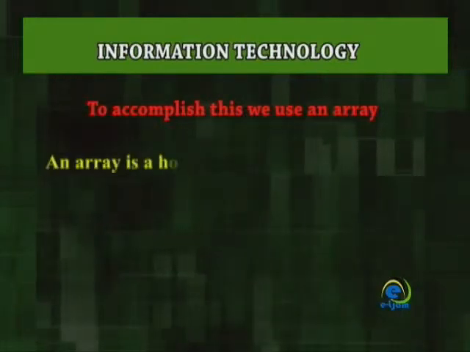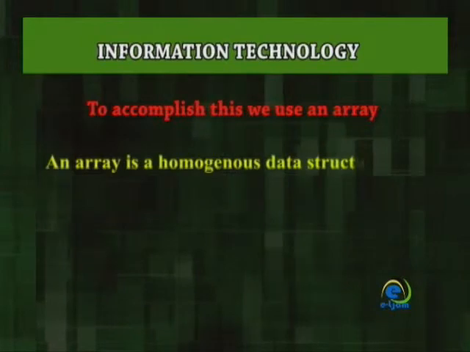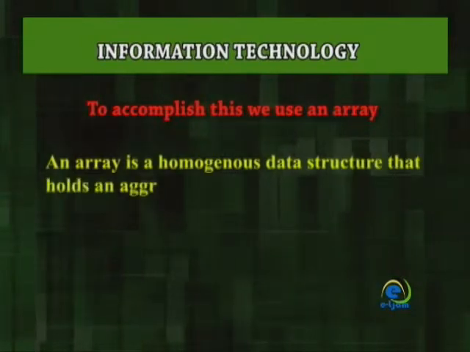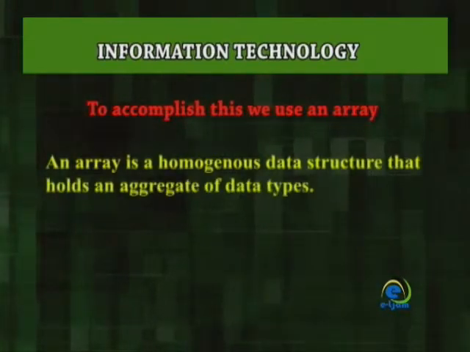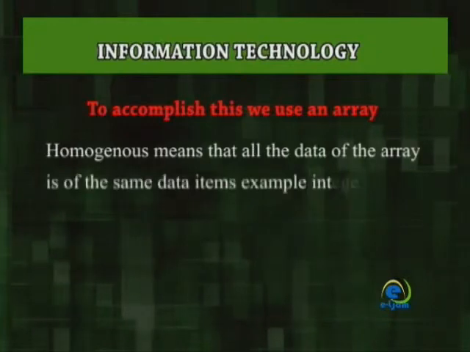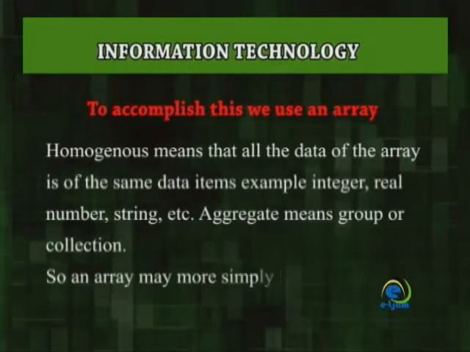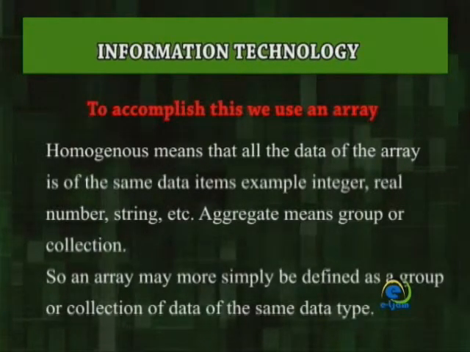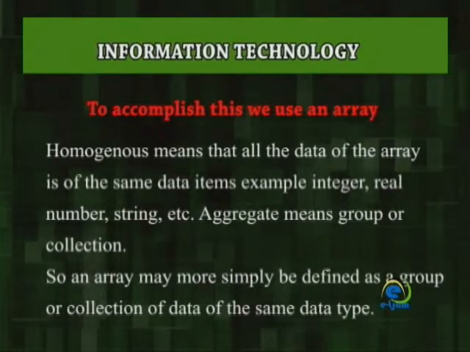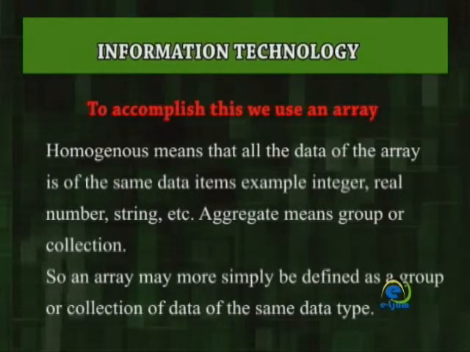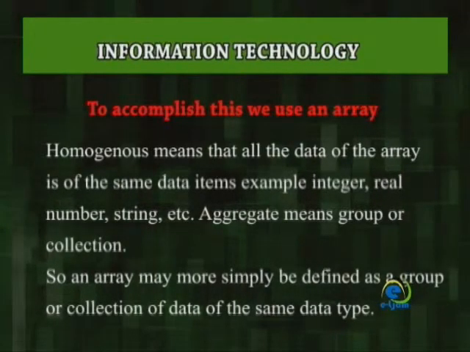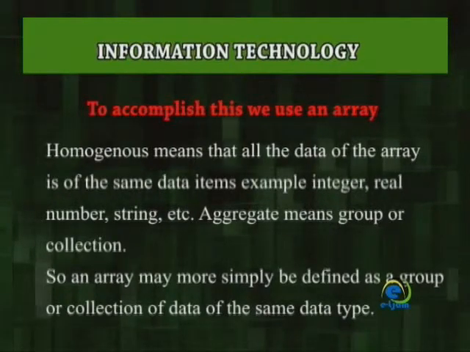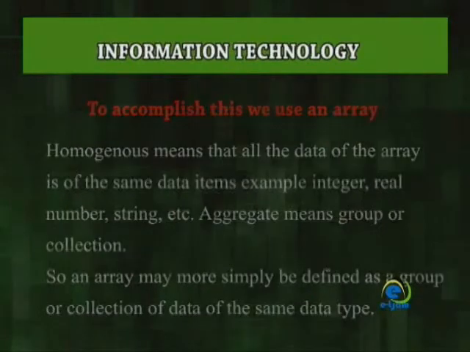An array is a homogeneous data structure that holds an aggregate of data types. Homogeneous means that all the data of the array is of the same data type. Example, integer, real number, string, etc. Aggregate means group or collection. So, an array may more simply be defined as a group or collection of data of the same data type.